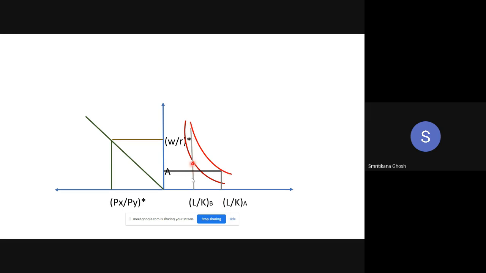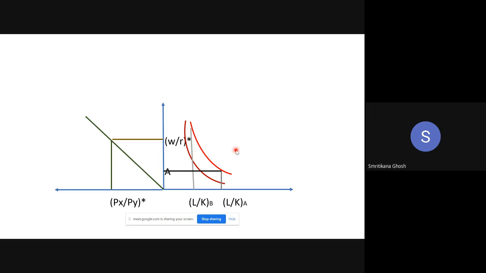Country B, which is capital abundant, is producing both the commodities. So it's a mix. One country is going for complete specialization, another country is going for incomplete specialization. So, again, what is the basic condition behind this? There is no overlapping zone, and your W by R star is here. So, that is how one country is going for complete specialization, another is going for incomplete specialization.